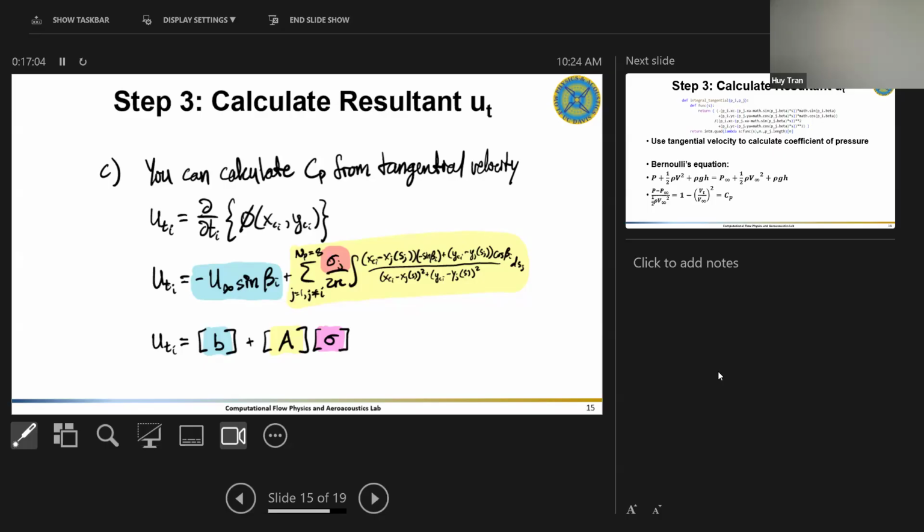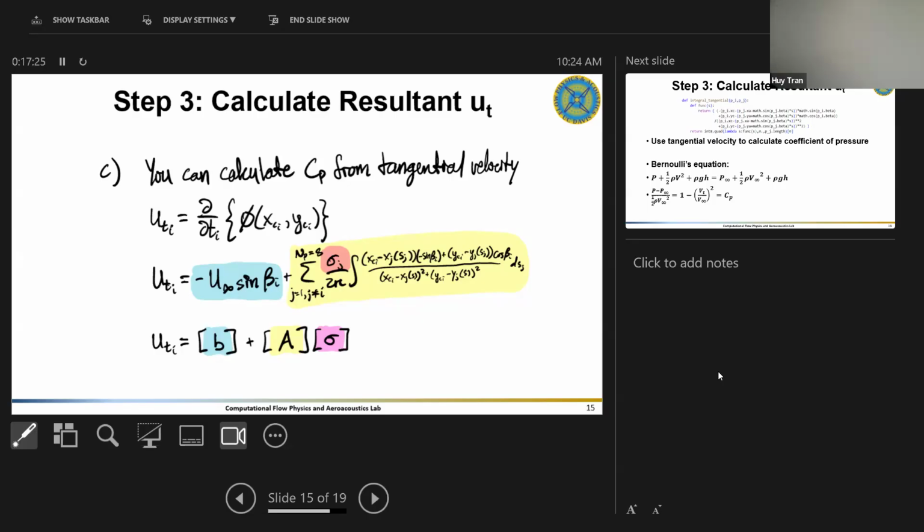And this plug and chug is just your V term, highlighted in blue, from the free stream influence, plus A, which is the cylinder geometry, all the surfaces, all the stuff, multiplied by sigma, which is what we solve for, the source strength of each panel. Doing so, you can solve for your tangential velocity at each panel.